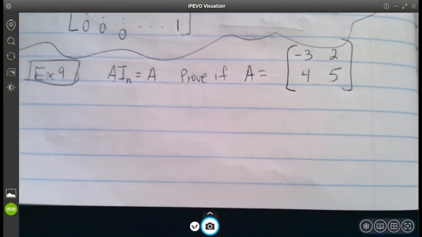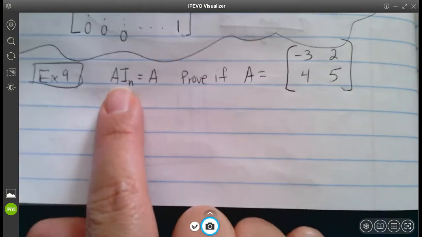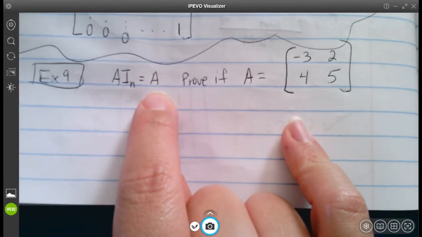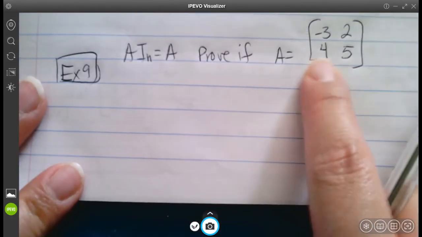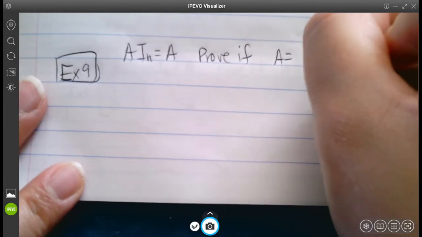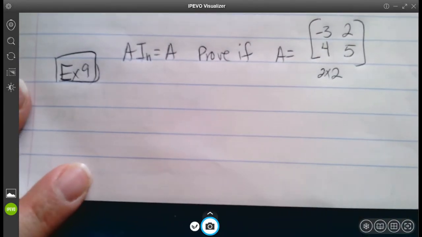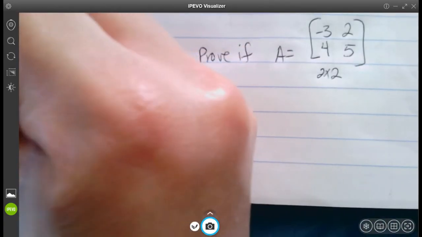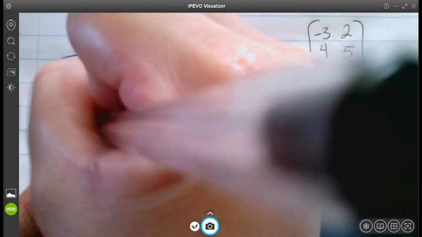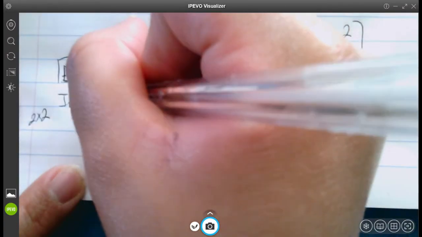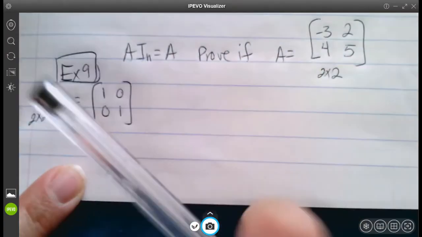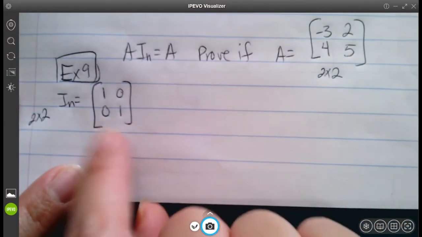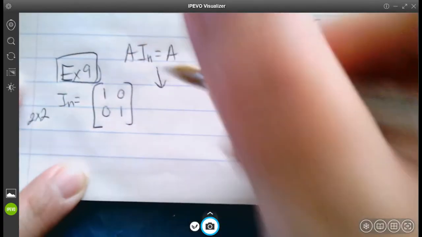For example 9, we're going to use the identity matrix and say that if A is equal to this, A times the identity is still going to give me A. First of all, we should take note that A is a 2 by 2 matrix, which means our identity matrix, I sub n, in this case is also going to be a 2 by 2 matrix. Remember that these types of matrices have ones along the diagonal, which means we have a 1 here, 0 everywhere else, 1 here. So we're going to go ahead and do this multiplication now.